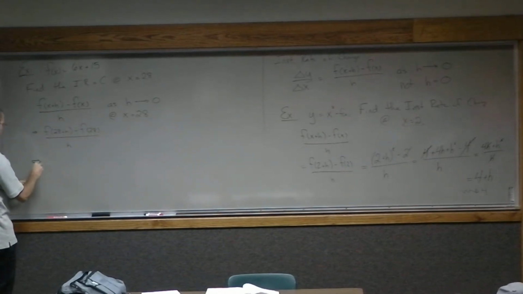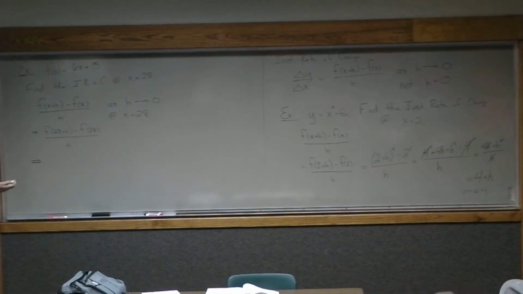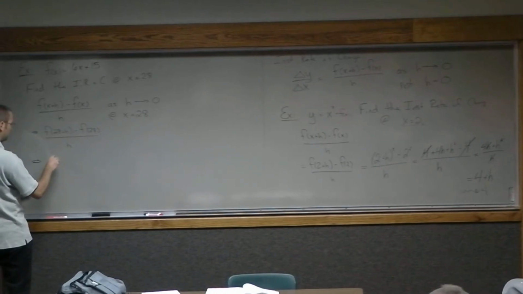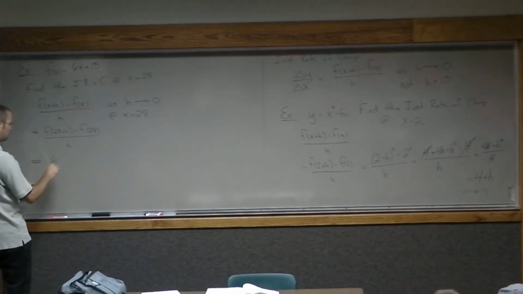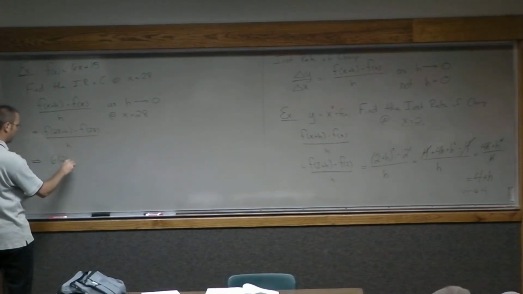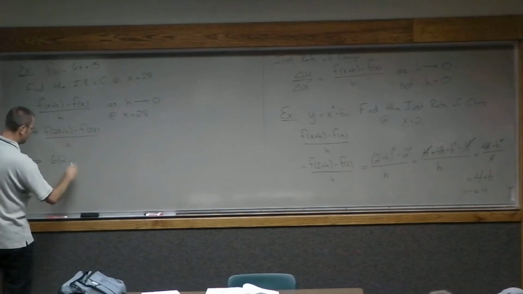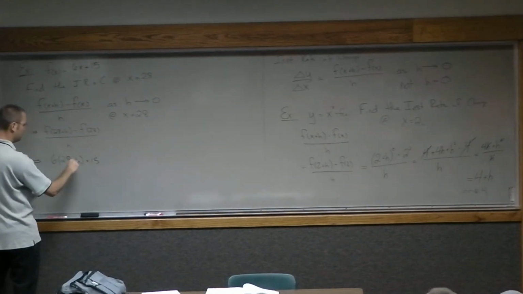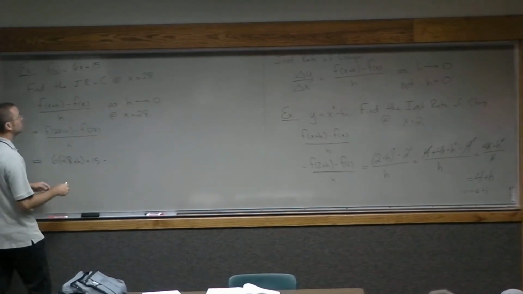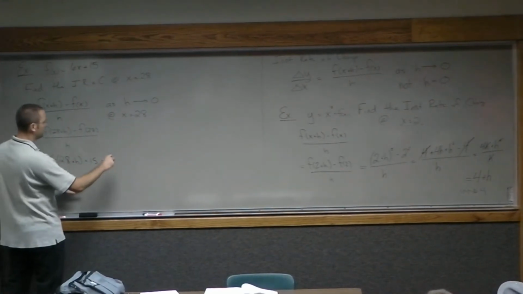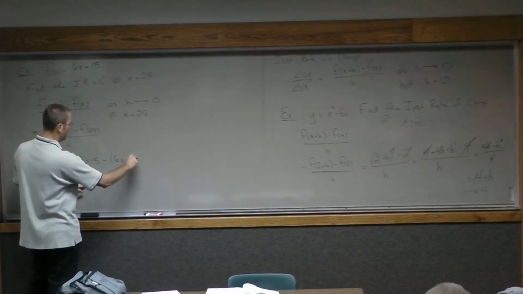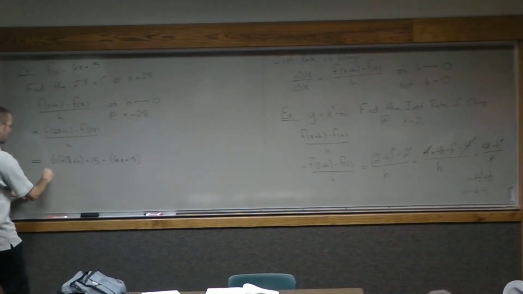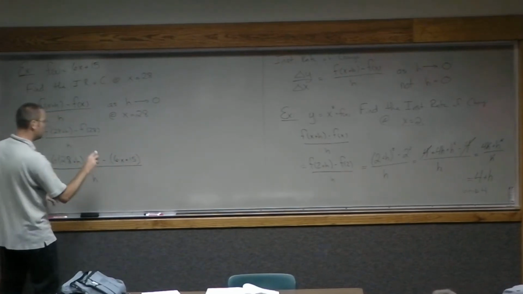Step: replace all the f of things with the appropriate function. f of 28 plus h is equal to what? 6 times (28 plus h) plus 15 minus, in parentheses, 6x plus 15. And all of that now divided by h again.